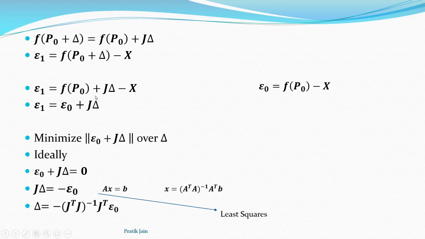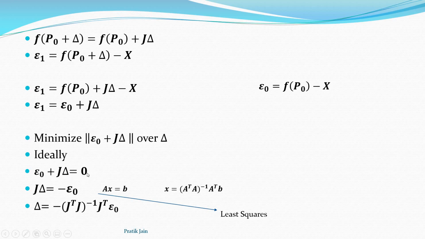Okay, so we are going to minimize this because we want a lesser value of epsilon 1, the new error. So we are going to minimize this over del. Ideally we want it to be 0. Ideally it is better if you get this as 0.